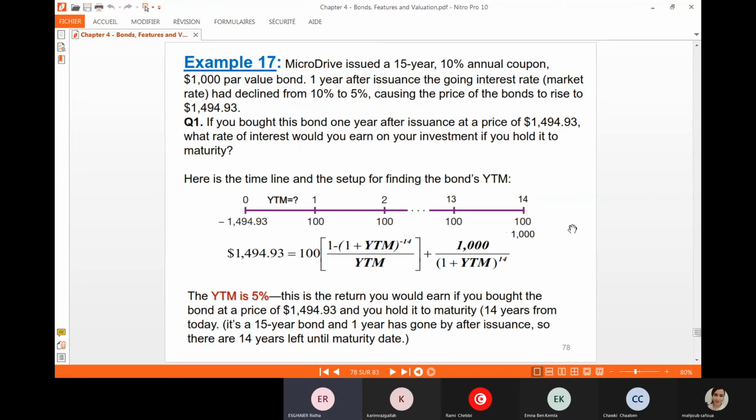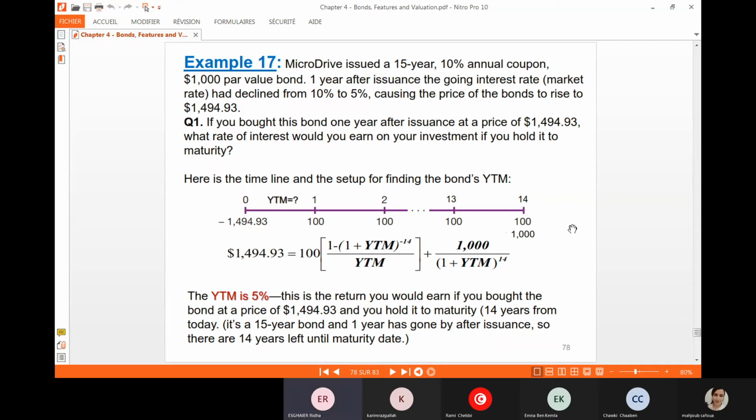Causing the price of the bonds to rise to $1,494.93. Why? Because your bond is paying 10% interest while the market interest is only 5%. Of course everybody wants to take this bond that pays a higher interest rate than the market. That's why its value is 1494, when normally it should be 1000.